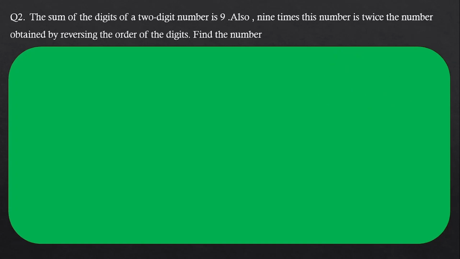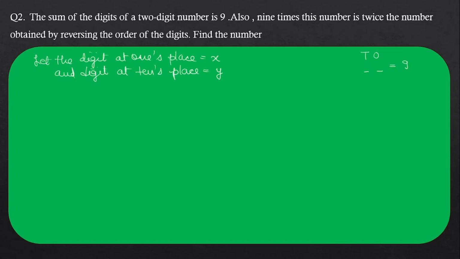Now let us translate what we have just learned. Here the question is saying: the sum of the digits of a two-digit number is 9. Here they are saying that you have a two-digit number and the sum of its digits is 9. Since we have to find the number, we'll start by assuming: let the digit at ones place be x and the digit at tens place be y. Now here I have only got the digits. The digit at ones place is x, the digit at tens place is y.